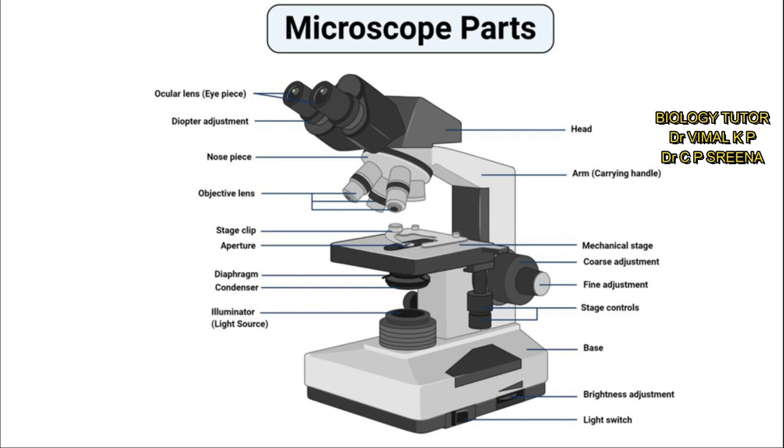Microscope and its parts. Here you can see the ocular lens or eyepiece, where we observe the specimen. Diopter adjustment is on the right side. That part is known as the head. The nosepiece is also there. On the left side, objective lenses are there: 10x, 40x, 100x. Stage clip, aperture, diaphragm, condenser, illuminator and light source are also there. Then the arm on the right side, mechanical stage, coarse and fine adjustments. Stage controls, base, brightness adjustment, and the light source switch are also there. The light switch is on the downside. This is the common picture of a microscope.